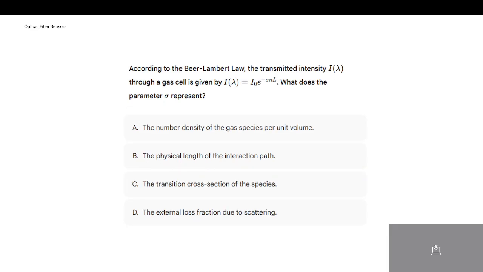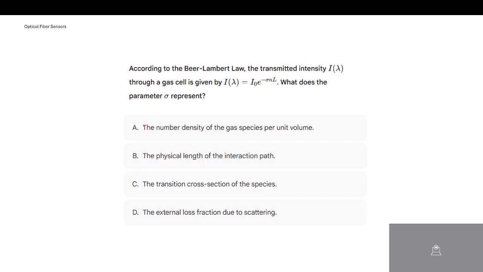According to Beer-Lambert law, the transmitted intensity I lambda through a gas cell is given by I lambda is equal to I naught e to the power minus sigma nl. What does the parameter sigma represent? A, number density of the gas species per unit volume; B, the physical length of the interaction path; C, the transition cross section of the species; D, the external loss fraction due to scattering.